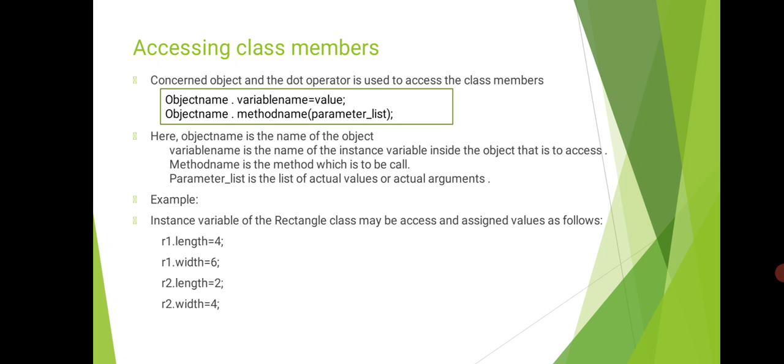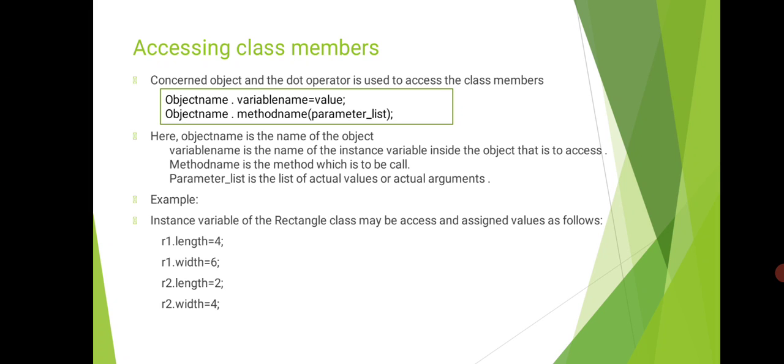For example, here instance variables of a rectangle class may be accessed and assigned a value as follows. Here r1 and r2 are the objects of the rectangle class, right? So here the syntax shows object name, dot operator, variable name is equal to value. Here r1 is an object name, then the dot operator.